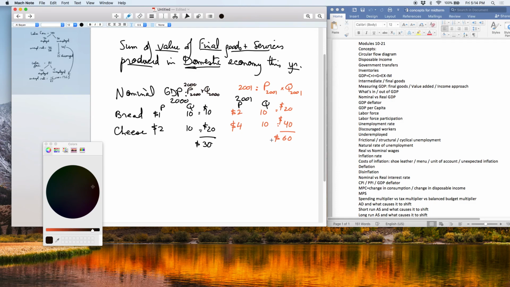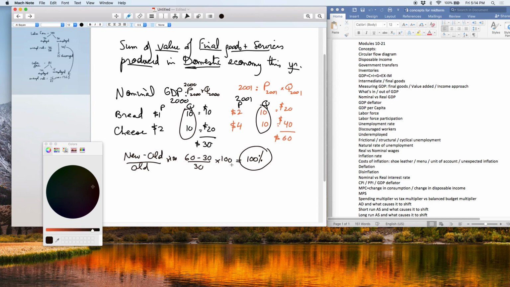And then if we want to look at the rate of change in nominal GDP from 2000 to 2001, it would be 60 minus 30 divided by 30 times 100. New minus old divided by old, times 100. That's always how we calculate the rate of change. So in this case it would be a 100% increase. But the problem is that if you're trying to figure out how many more jobs the economy created, you see the economy produced 10 units of each, and that didn't change. So really it didn't create any more jobs, even though nominal GDP increased by 100%.